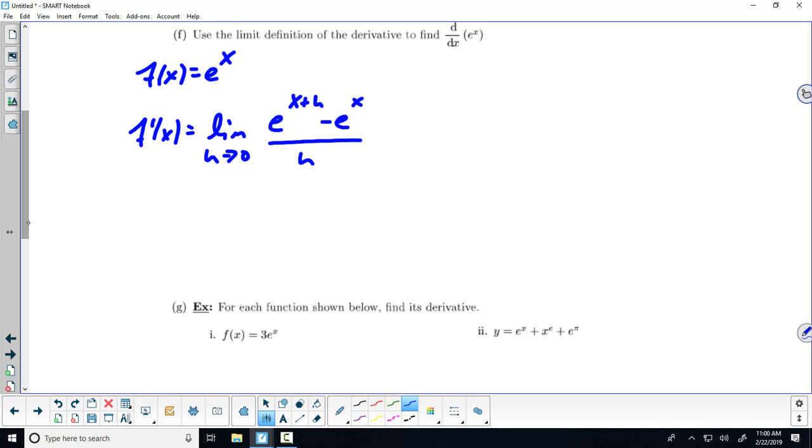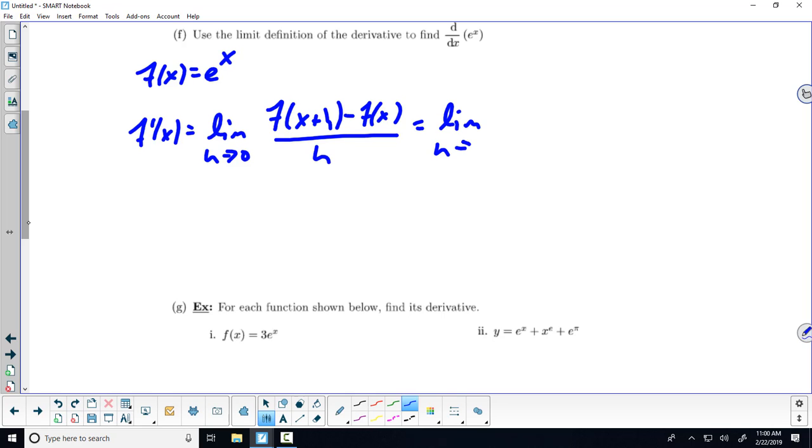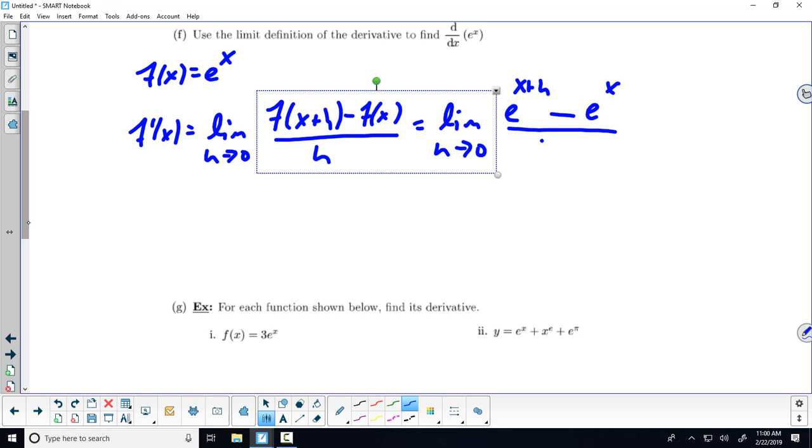Okay, so remember, what is the limit definition of the derivative? It is f of x plus h minus f of x all over h, right? So this is equal to the limit as h approaches 0. What is our function? It's e to the x. So I'm going to replace x with x plus h. So that gives me e to the x plus h minus, I'm going to replace f of x with just e to the x, all over h. Okay, that's where we are.